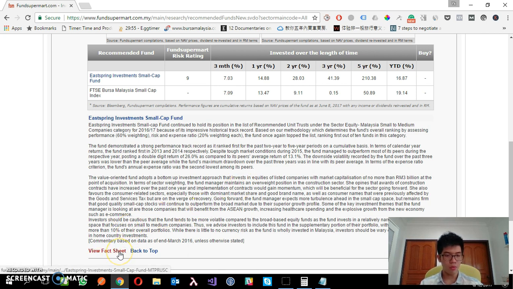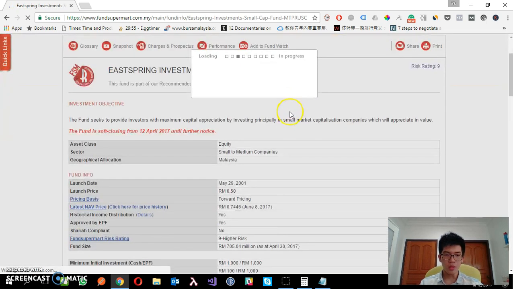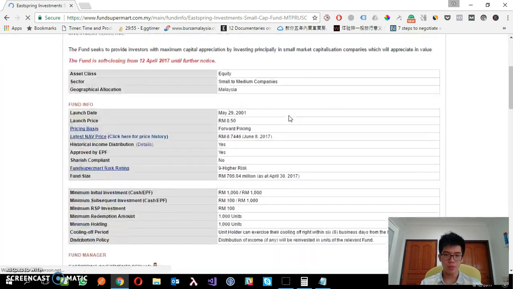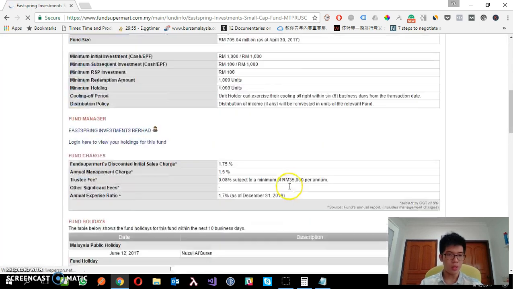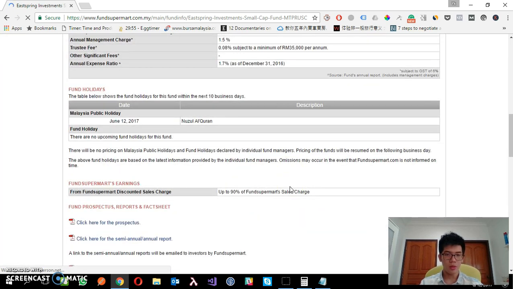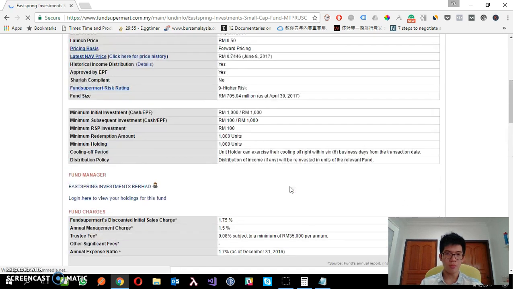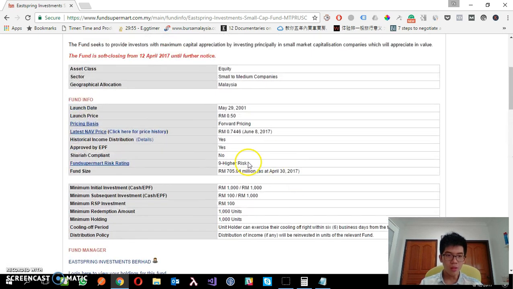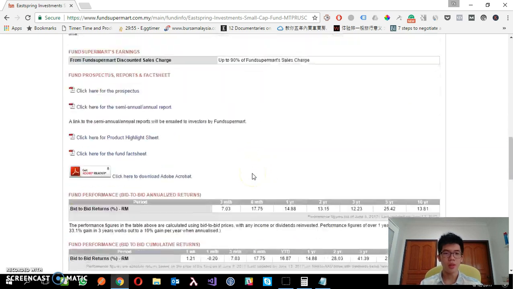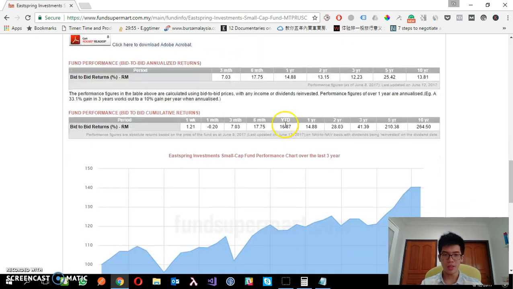And for me, I'll go over this fact sheet, and I'll look at all the details here. Oh, okay, it's approved by EPF. That's too high risk. Okay, oh, not bad. Another thing.